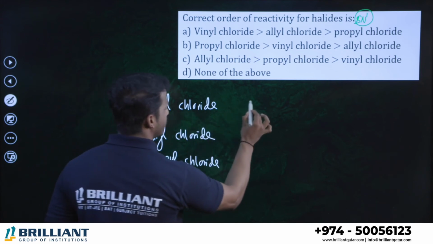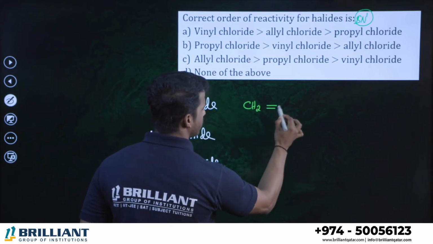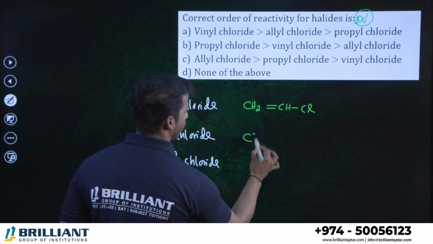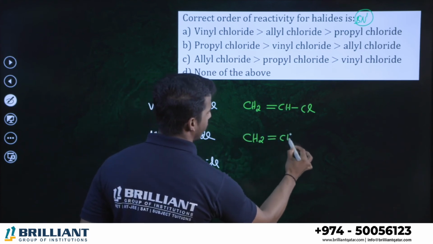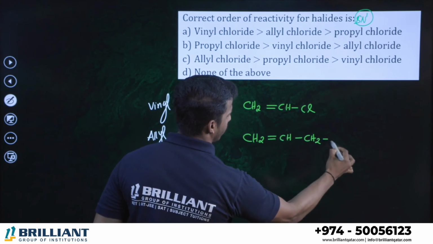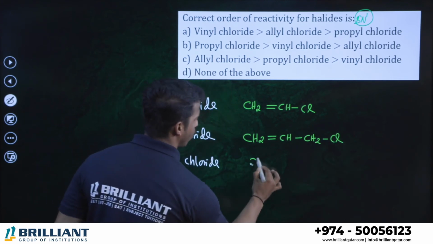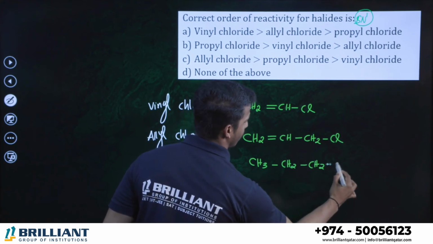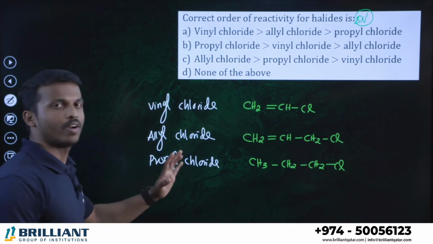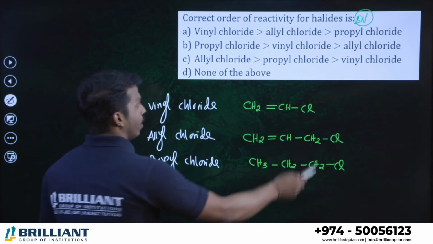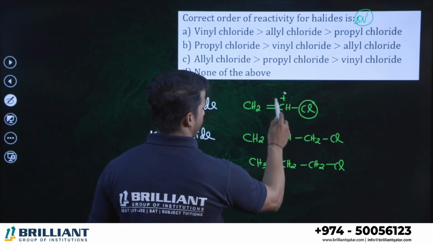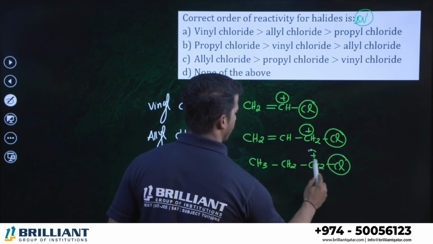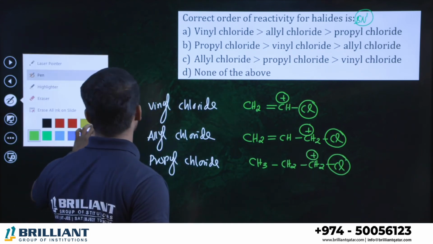What is the vinyl group, we said? CH2 double bond CH. This is called vinyl, with the chlorine, vinyl chloride. What is the allyl group? Allyl means a vinyl with one more carbon, and chlorine. Propyl means normal propyl, CH3, CH2, CH2, Cl, propyl chloride. Question: SN1 mechanism, let's go. Remove chlorine, make a carbocation.